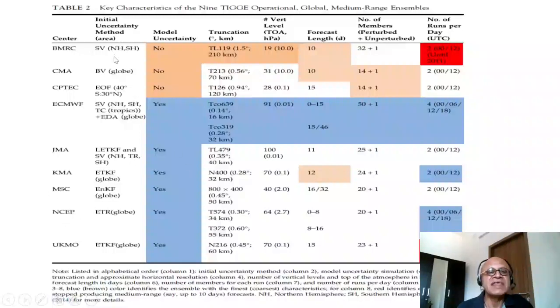Initial uncertainty method. Okay, so we are talking still about uncertainty estimations and depictions. Singular vectors for southern and northern hemisphere, breeding vectors, EOFs, and combinations of things, local ensemble transform Kalman filters, ensemble transform Kalman filters. So these are ways in which observational information is included locally, and remote observational impacts and so on and so forth.